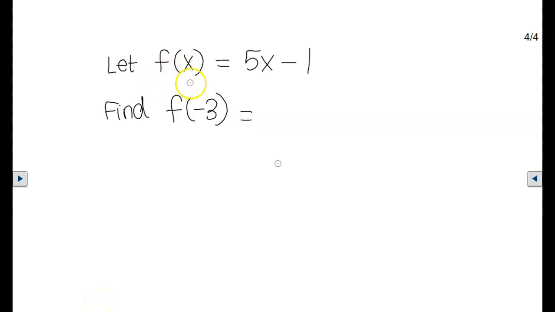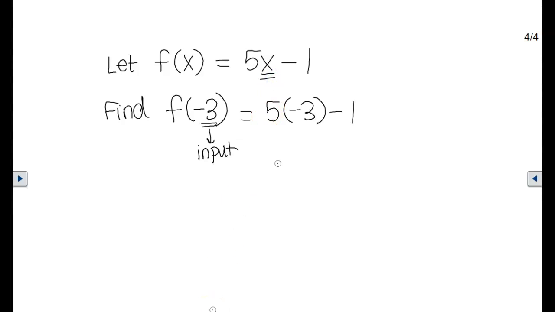So if f of x is equal to 5 times x minus 1, f of negative 3 is going to equal 5 times negative 3 minus 1. I'm going to take this negative 3 that I see right here, and I'm going to input that for x right there.